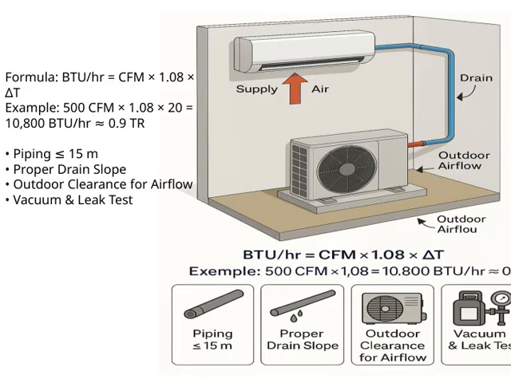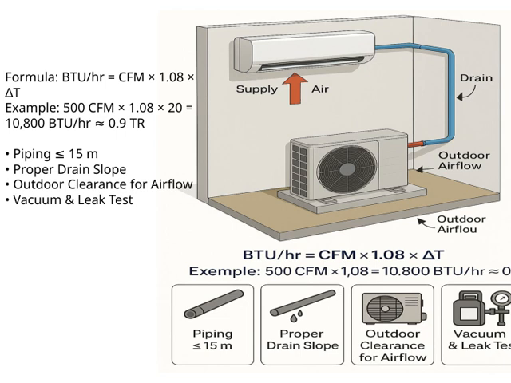Let's take a look at the split unit design, starting with the basic formula. The BTU per hour is calculated by multiplying the airflow in CFM by 1.08 and then by the temperature difference, delta. For example, if we have 500 CFM and a temperature difference of 20 degrees, we multiply 500 by 1.08 and then by 20, which gives us 10,800 BTU per hour. That's roughly equivalent to 0.9 tons of cooling capacity.